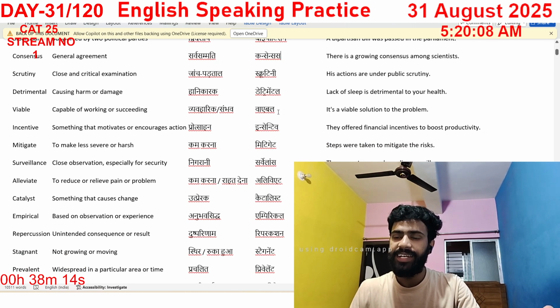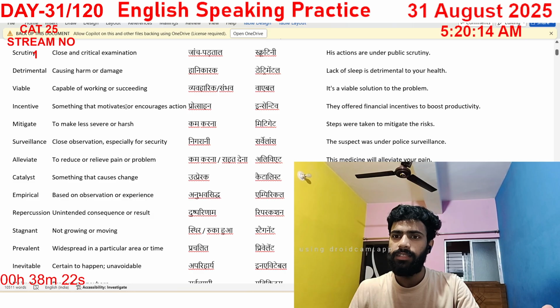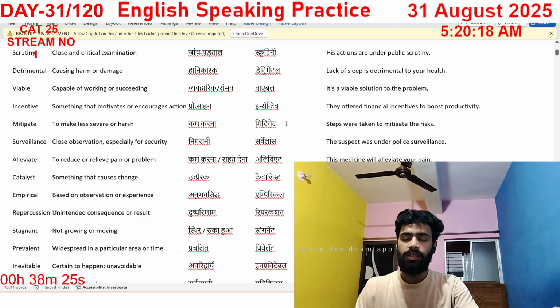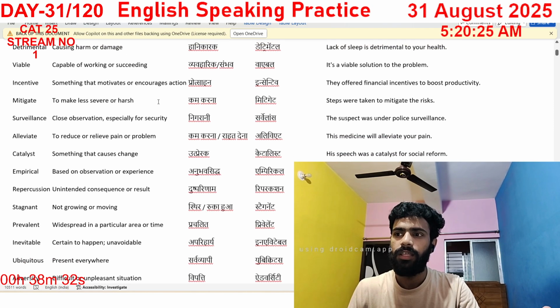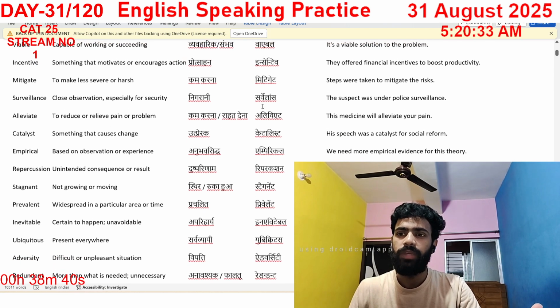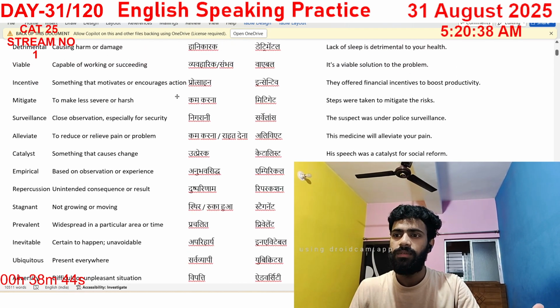Then there is detrimental, which means causing harm or damage. Then it is viable. Viable means capable of working or succeeding. Then incentive, something that motivates or encourages action. Mitigate, to make less severe or harsh, means कम करना.